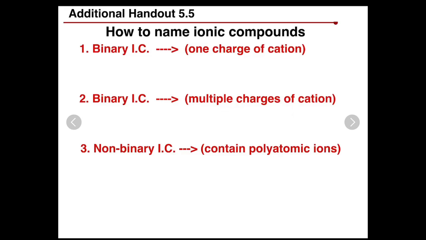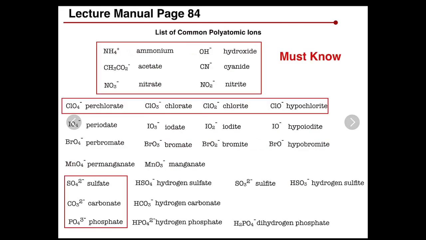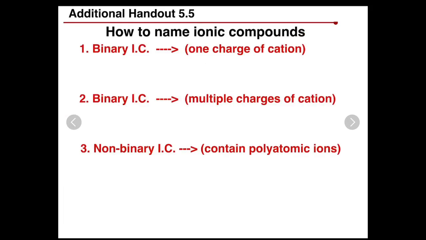The third one is the non-binary ionic compound. Non-binary means not two, right? Not just two elements. You're going to have more elements. So those that contain more elements would come from the polyatomic ions. Okay. And which are these, right? For example, if you have chlorine and oxygen as part of the anion, and you add this to another element, which is the metal, right? So you're going to have more than two types of elements. So that's why we call it a non-binary ionic compound.